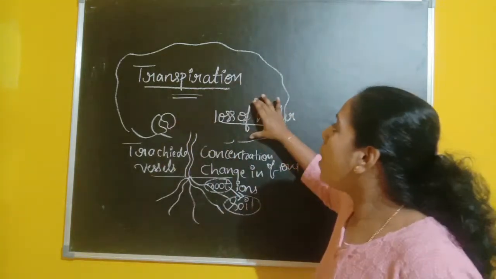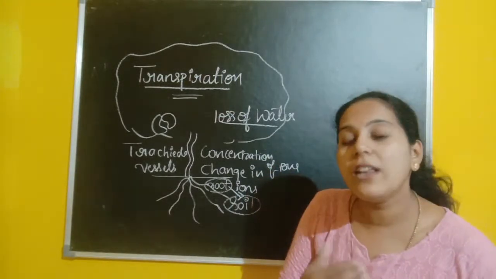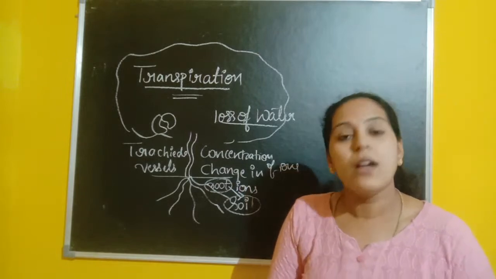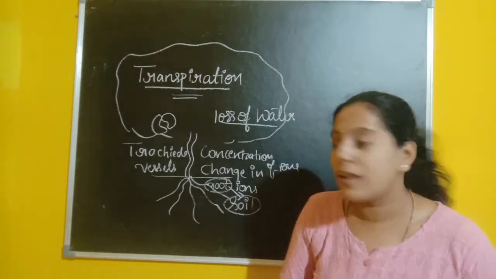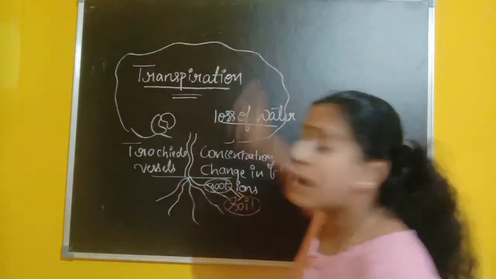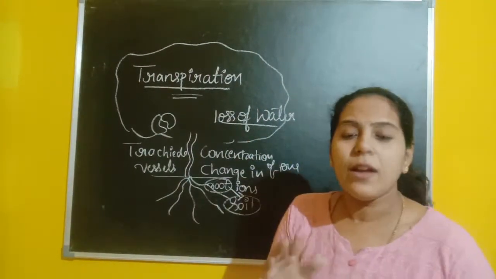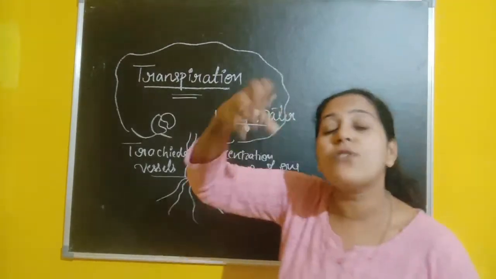See, loss of water takes place during the daytime. What do we call the loss of water? Loss of water is called transpiration. This transpiration majorly takes place in the aerial parts, that is, the upper part of the plant body or a tree body. So transpiration means loss of water is happening.